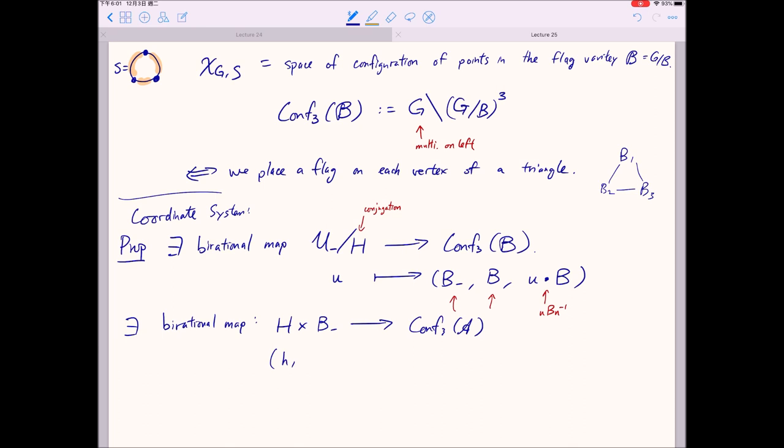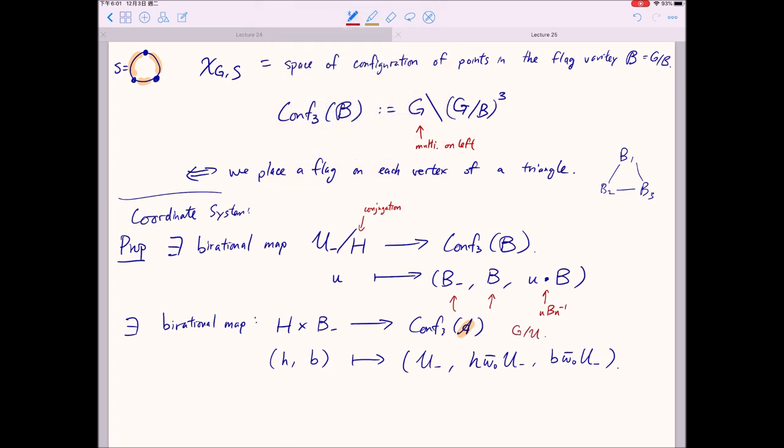And this is given by H and B. So H is the diagonal matrix. And here we need to have the unipotent map and matrix. And it is given by this formula. So remember for the A, which is the G mod U.